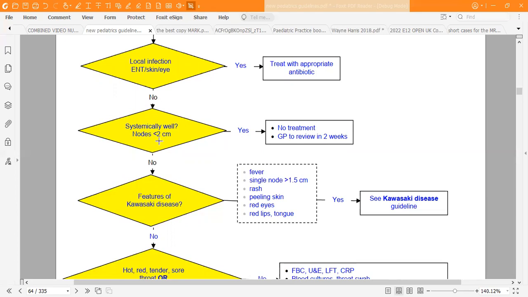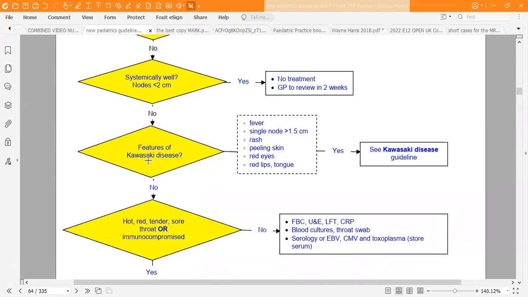If the patient is systemically unwell and the nodes are more than 2 centimeters, for example, you are thinking of Kawasaki disease: the patient has fever, a single node more than 1.5 centimeters, rash, peeling skin, red eyes, red lips, and tongue. Yes, so you will follow the Kawasaki guidelines. We have read the Kawasaki guidelines in previous videos. Just check the playlist on this channel to revise the Kawasaki guidelines as well.